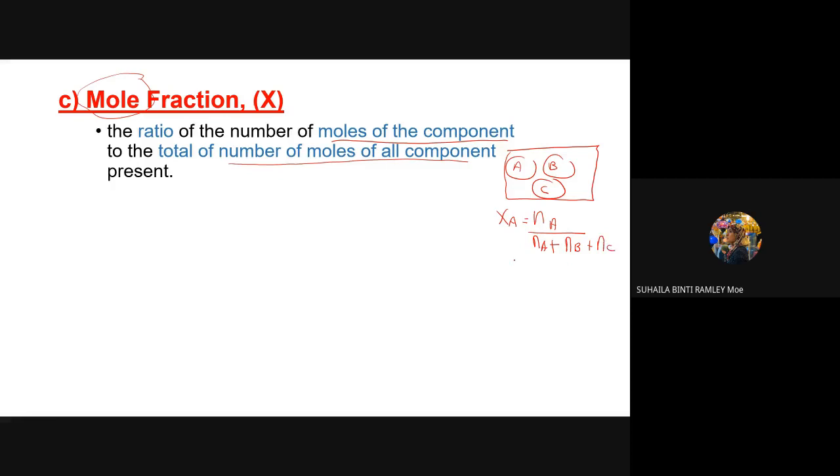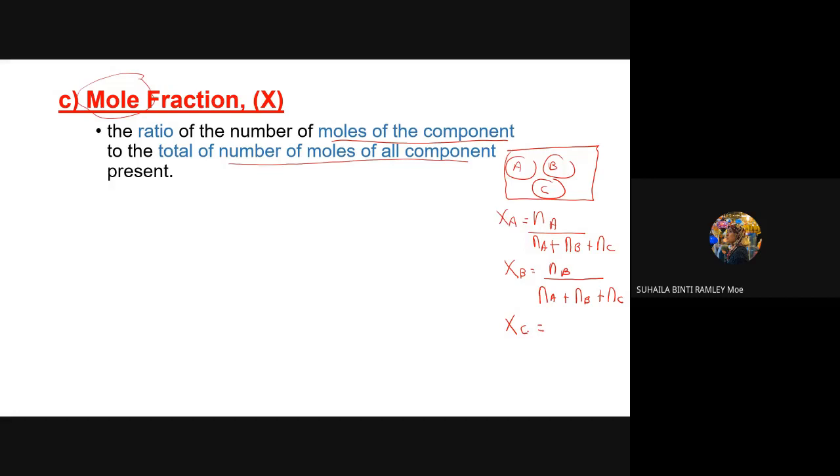If we want to calculate the mole fraction for B, how? The number of moles of B divided by the number of moles of A plus the number of moles of B plus the number of moles of C. Okay, yes. To calculate the mole fraction of C, it is the same, the number of moles of C.